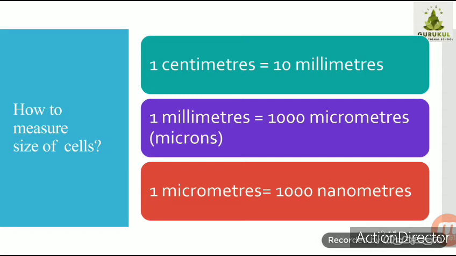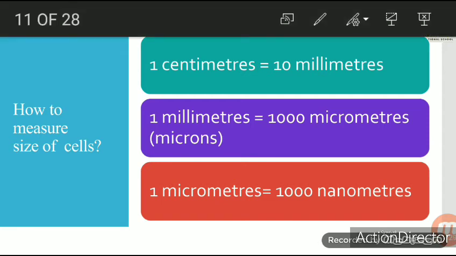Now what are microns? Yes, a micron or micrometer is further divided. 1 micrometer, the 1000th part of 1 millimeter, is equal to 1000 nanometers. So the smallest unit we know till now is the nanometer. You can just imagine how small the size of a cell or any object must be. Correct? And that is why we require the microscope to measure small distances.